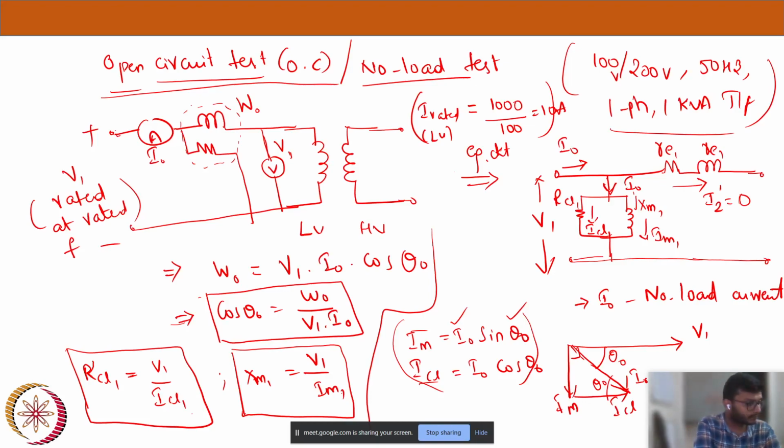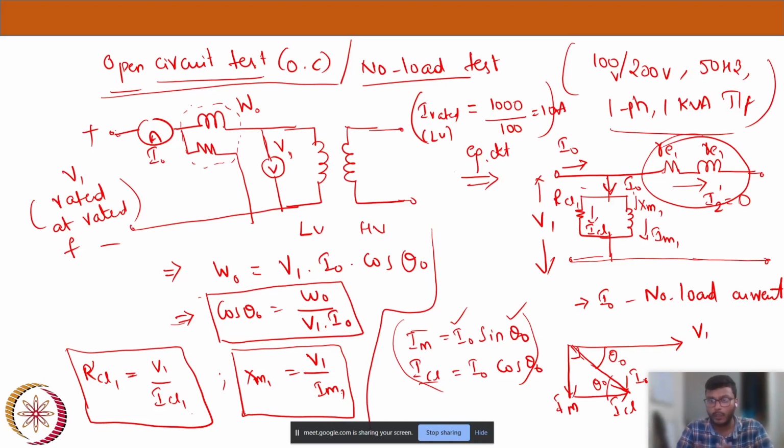Yeah. So one more thing we have to see here is there is no current flowing through the resistances and this branch. Usually when a current flows through the primary and secondary resistances and reactances, we will have this I square R losses, that is copper losses. So here there is no copper loss since there is no current flowing through the resistances.